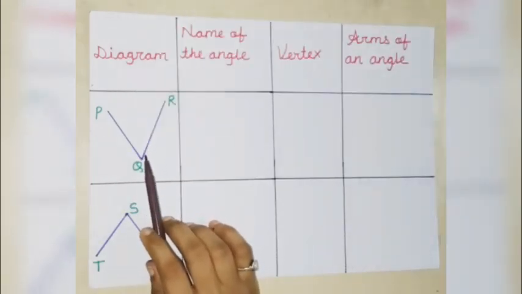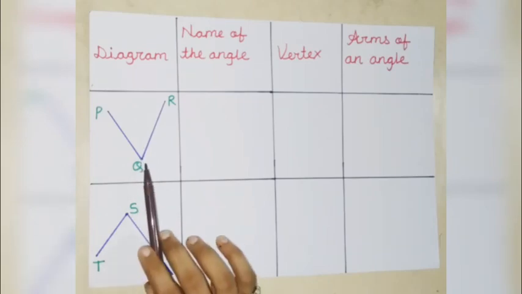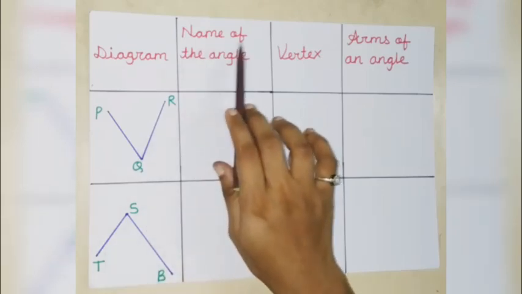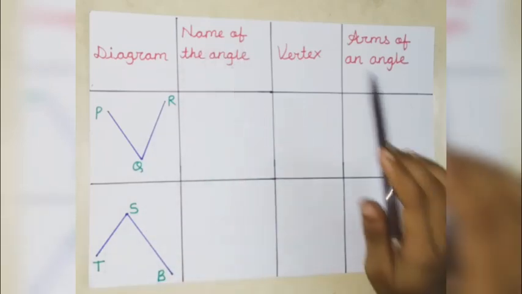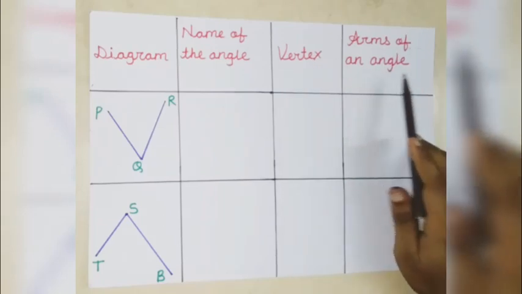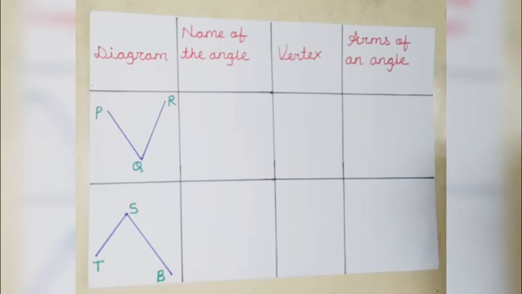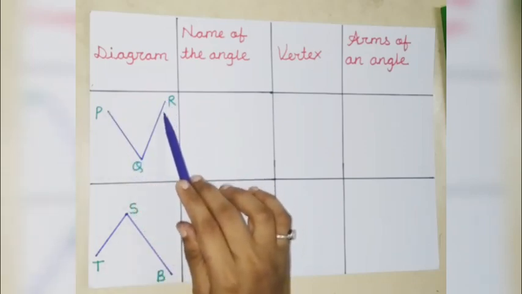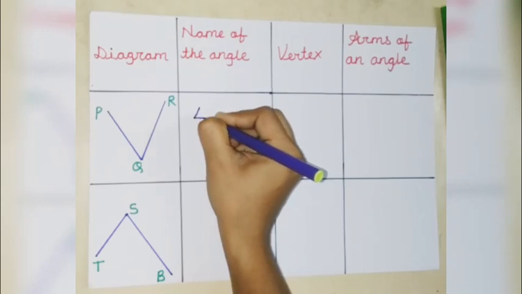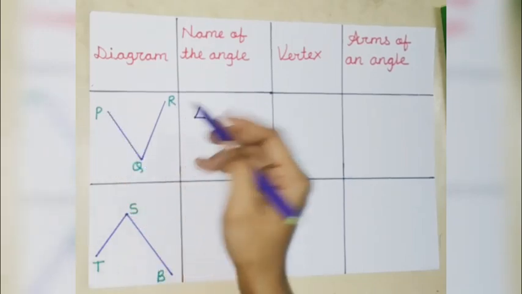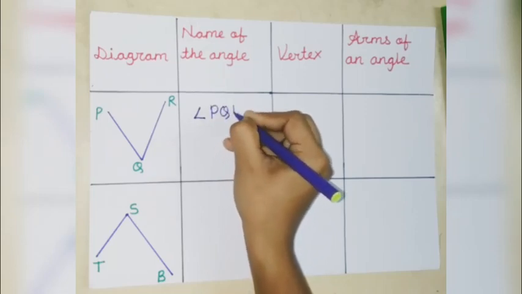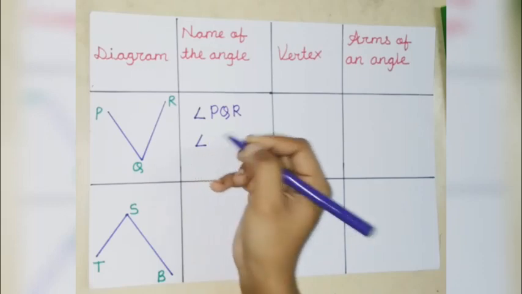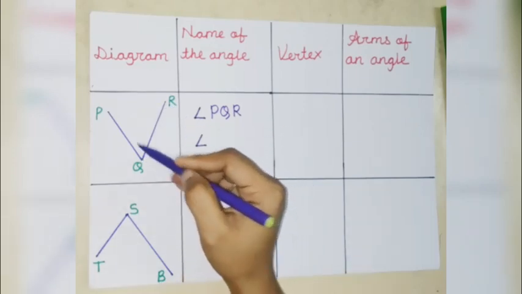Here, one diagram is there. By using this diagram, we are going to write the name of the angle. After that, vertex and arms of an angle. So, children, we will start writing that. Very first we are going to write the name of the angle. We can start from P also or we can start from R also. So, first we will write angle PQR. After that, RQP.